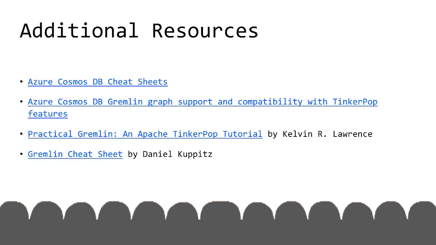Now in conclusion, if you want to learn more about Azure Cosmos DB Gremlin API, these are some of the links that I like to recommend. So Azure Cosmos DB cheat sheets, to keep in an easy way for you to take a look at, okay, how do I do this in this particular API's language? Great support there. Azure Cosmos DB Gremlin graph support and compatibility with TinkerPop features. This is key because not all of the features that are in TinkerPop are necessarily going to be in Azure Cosmos DB's Gremlin API. So you need to go to that documentation to see, why isn't my query running this? Oh, it's not supported yet.